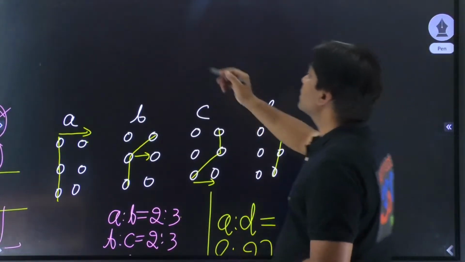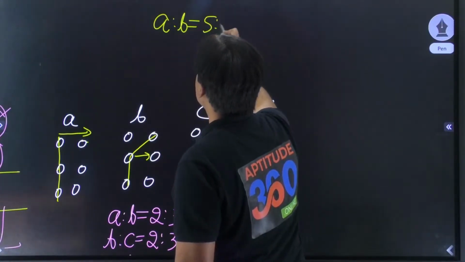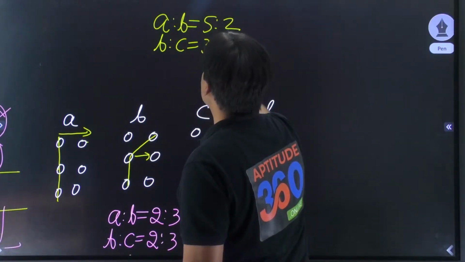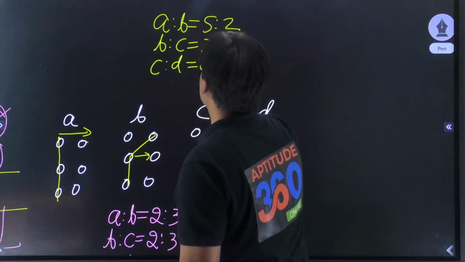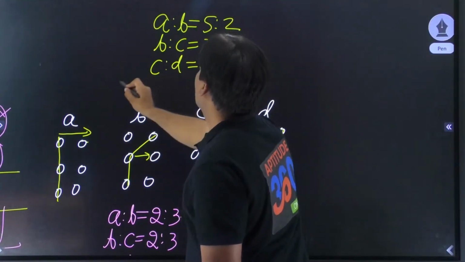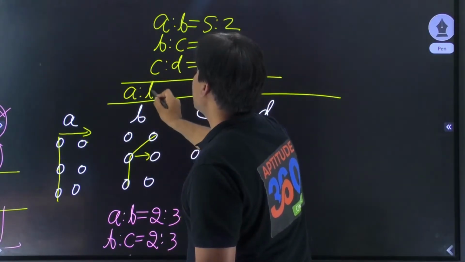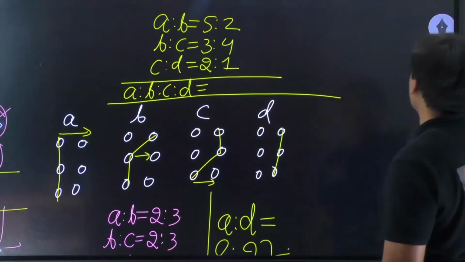I have got A is to B as 5 is to 2. B is to C as 3 is to 4. And C is to D as 2 is to 1. Find out the value of A is to B is to C is to D. Do it. What is the answer?